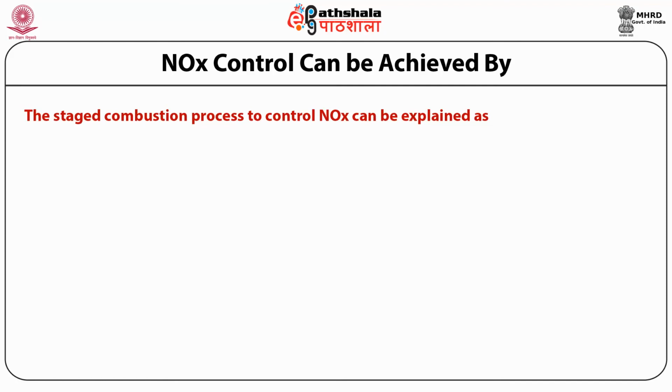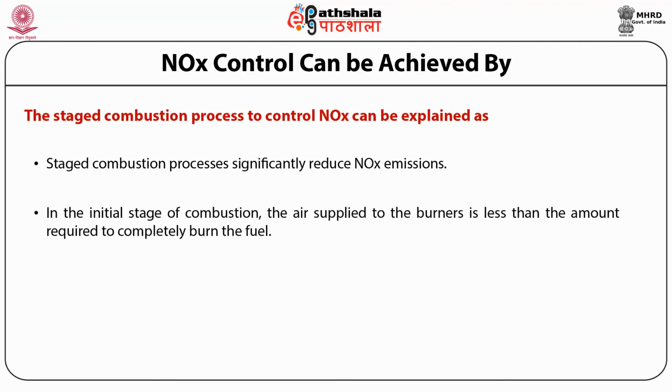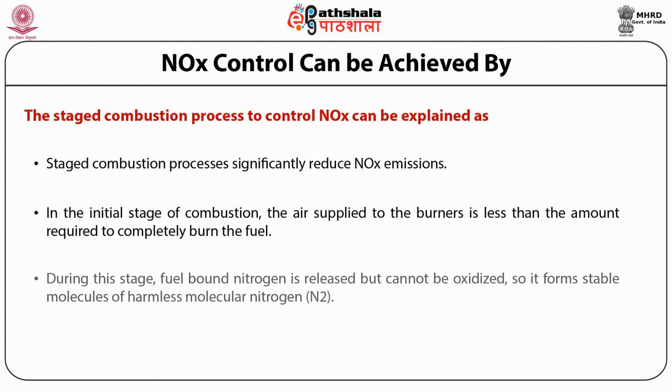The staged combustion process used to control NOx has been used to reduce NOx emission significantly. In the initial stage of combustion, the air supplied to the burners is less than the amount required to completely burn the fuel. During this stage, fuel-bound nitrogen is released but cannot be oxidized. So it forms stable molecules of harmless molecular nitrogen, that is, nitrogen gas.